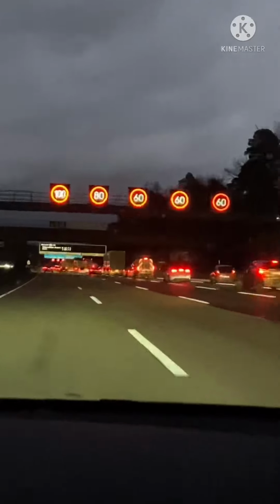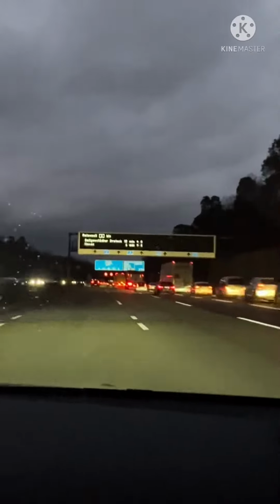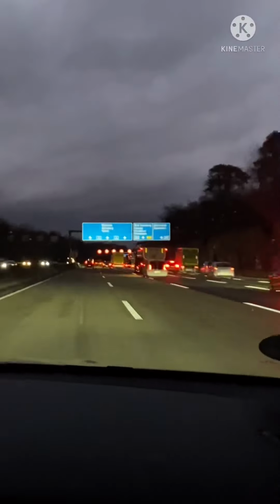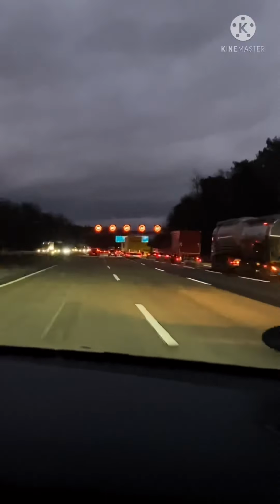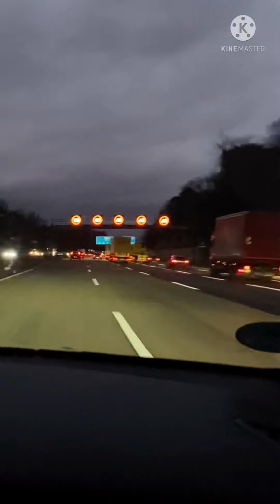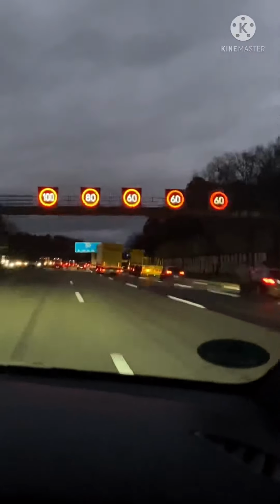There are different speed limits for the different lanes. The fastest lane has 100 and the slowest lane has a speed limit of 60. This is also part of driving on the autobahn. Here again, the fastest lane has a speed limit of 100, the next lane has 80, and the slowest 3 lanes have a speed limit of 60.